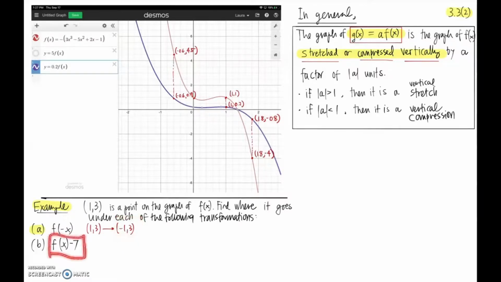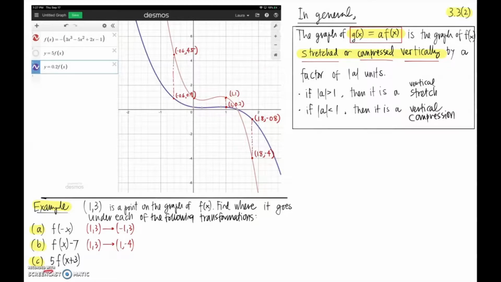Okay, how about under this transformation? The only thing going on here is this negative 7. That's a vertical shift down 7 units. So (1, 3) is going to go straight down 7 units. And where will it land? 3 minus 7 lands it at negative 4 for the y value. Does the x value change? It shouldn't, since it's just going vertically straight down. So under this transformation, (1, 3) gets transformed to the point (1, -4).